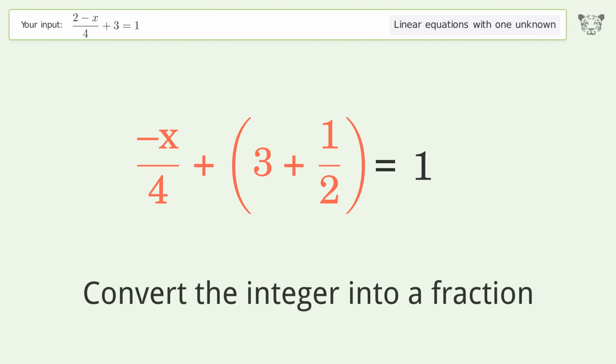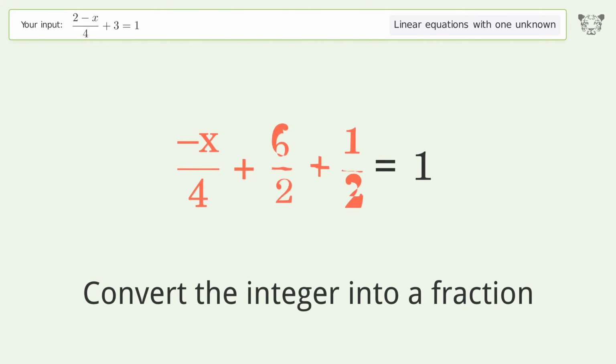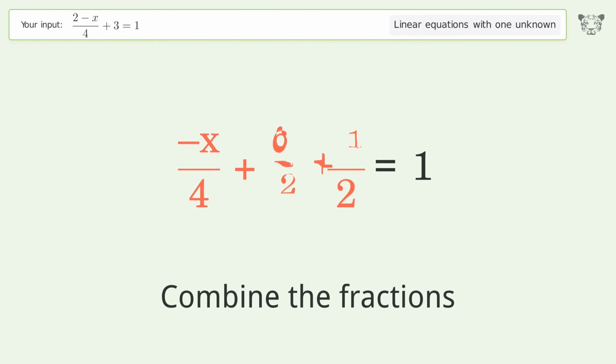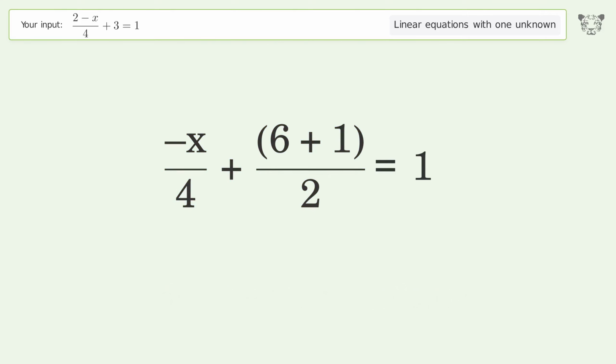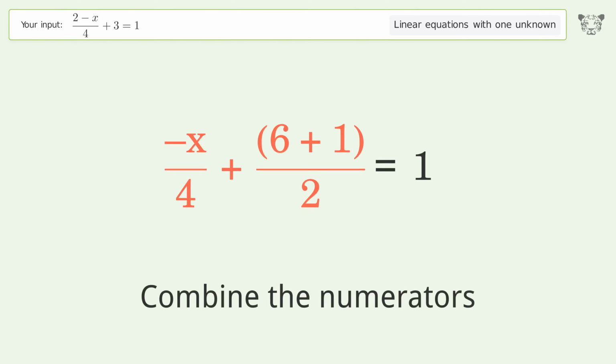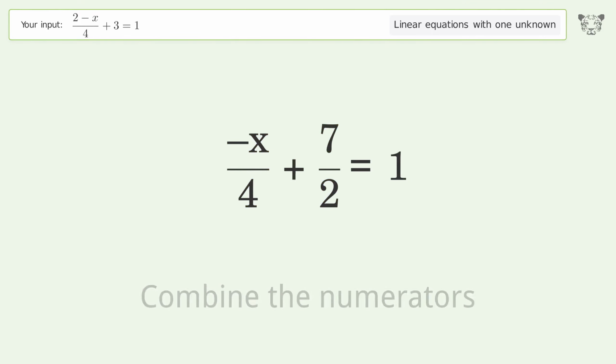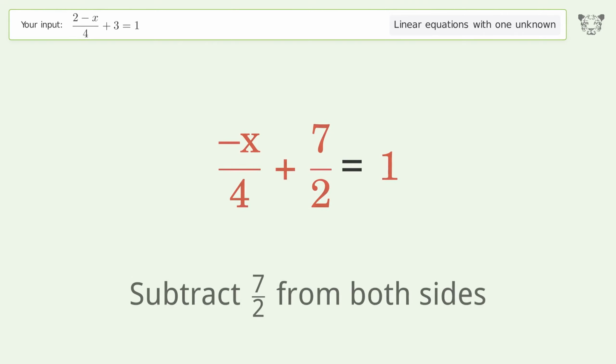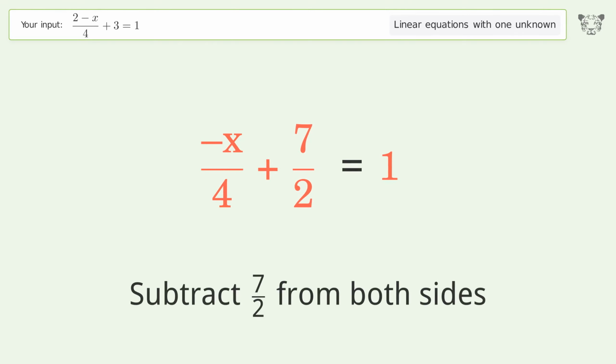Convert the integer into a fraction. Combine the fractions. Combine the numerators. Group all constants on the right side of the equation. Subtract 7/2 from both sides.